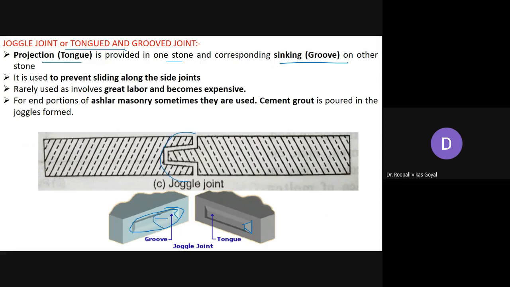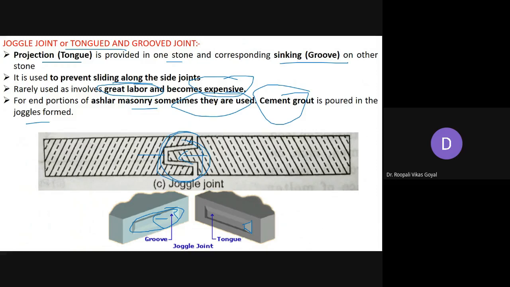If you look here, side by side it will look like this. This groove portion is where you apply the tongue of the other stone. This will prevent sliding at the side joint. This kind of joint is rarely used because it requires great labor and becomes expensive. The end portions of ashlar masonry are sometimes joined with the help of this type of joggle joint. Generally cement grout is poured in the joggle joint, and the tongued and groove joint is also called the joggle joint.